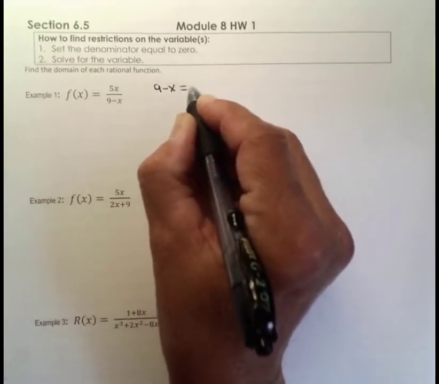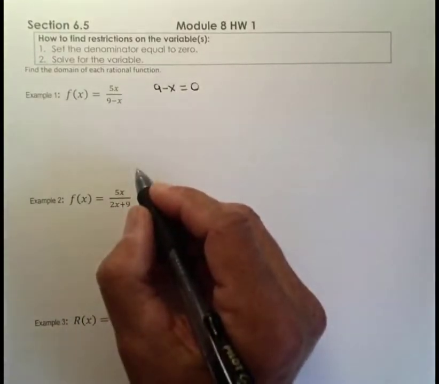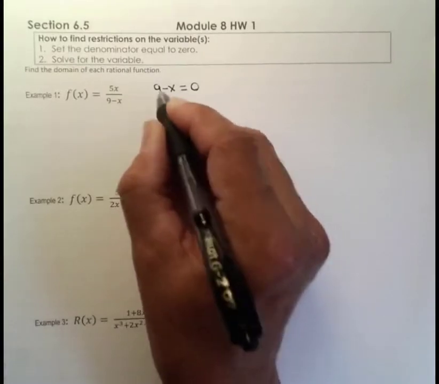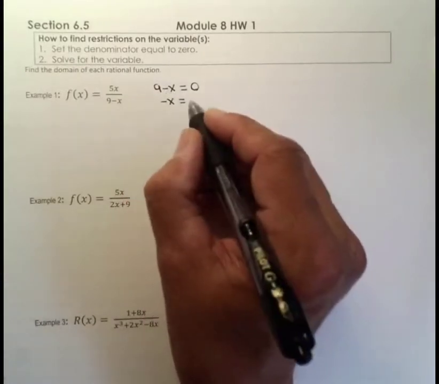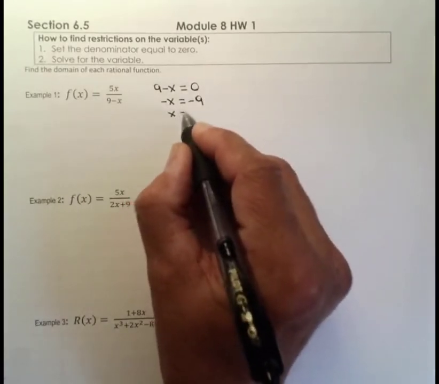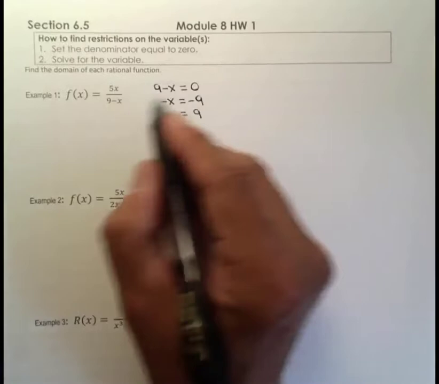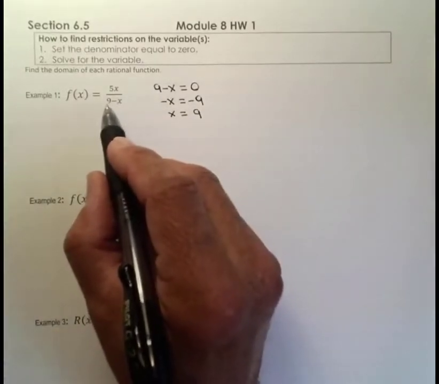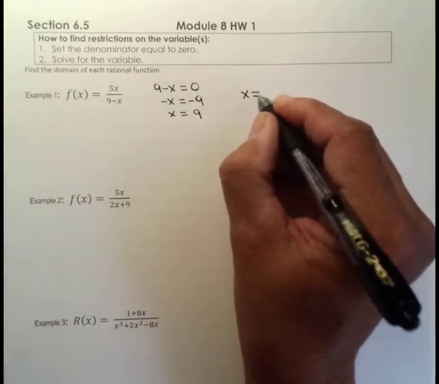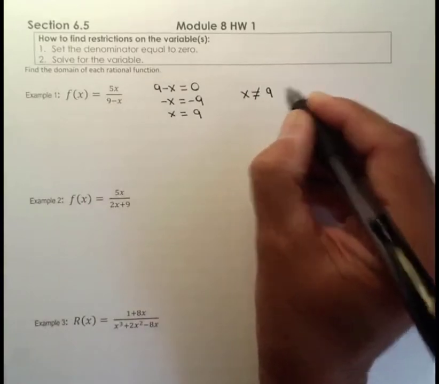and you set it to 0. And then you solve for x. Well, I would subtract 9 from both sides. Remember that negative is in front of the x, so it's still a negative x, but 0 minus 9. Then I'm going to divide by negative 1. And I'll say that if x was equal to 9, you can see that we would have 9 minus 9, which is 0. So what is x not allowed to be? Well, x cannot be 9.